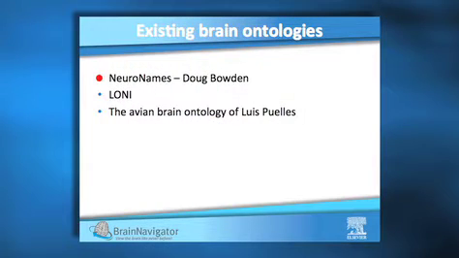I only listed a couple of these because I've known Doug Bowden's NeuroNames project for a long while, and it's not only long-standing but also very comprehensive. There are others such as Loney, and as I said, underneath that we've slipped in the avian brain ontology of Lewis and attempt to take that forwards.